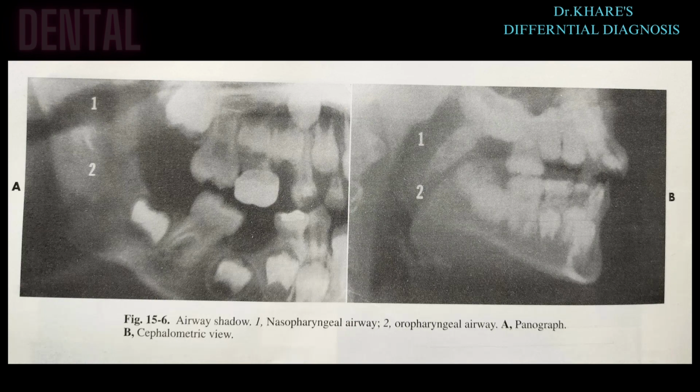Here the radiograph A is the panoramic view while the radiograph B is the cephalometric view showing airway shadows. So one is the nasopharyngeal airway while 2 denotes oropharyngeal airway.